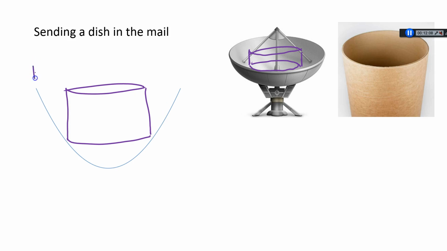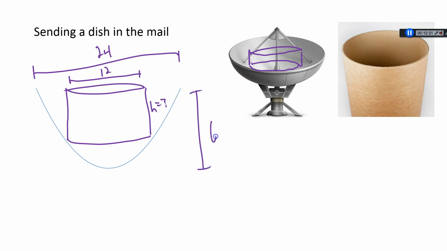So what we have here is, let's say we have a dish that is 24 inches across the top. And what we want to do is take a cylinder that is 12 inches across the top, and we want to know how high should it be if the height of the dish is 6 inches. So obviously the cylinder is going to be shorter than 6 inches, right? Because it's going to have to sit inside the parabola here.